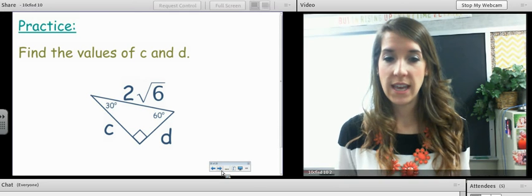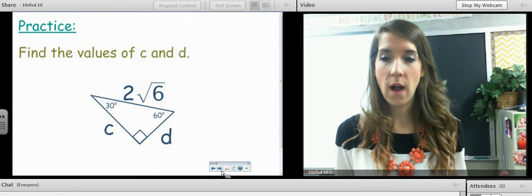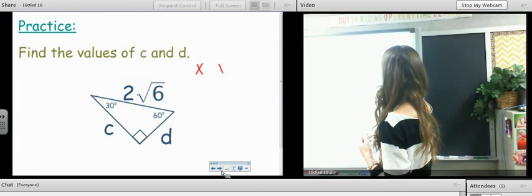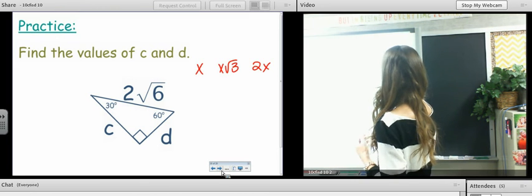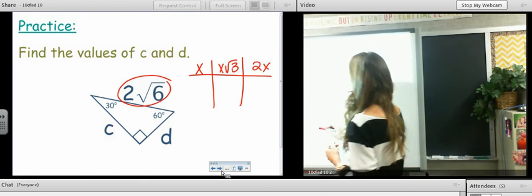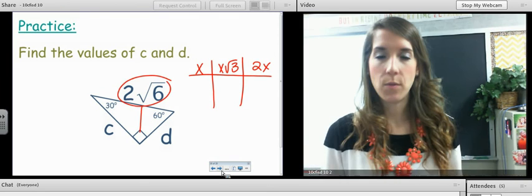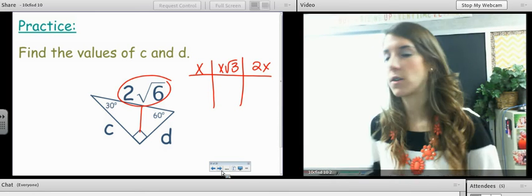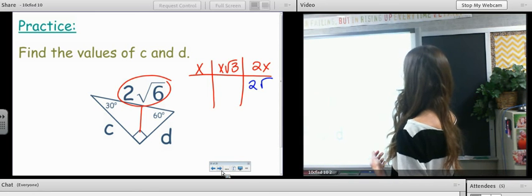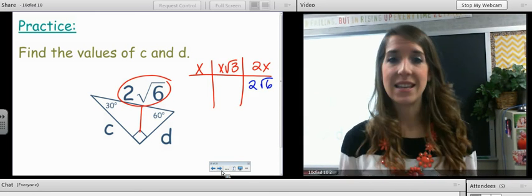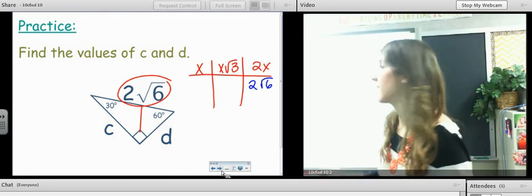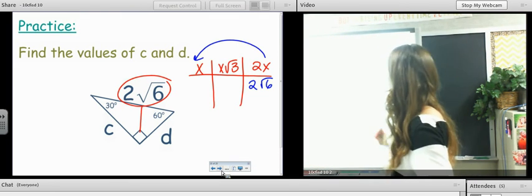So, once again, if you would like to make the chart while you're getting used to it, then make the chart. X, x root 3, 2x. What do I have and what is it across from? I've got 2 root 6 and it's the hypotenuse. Always find x first.